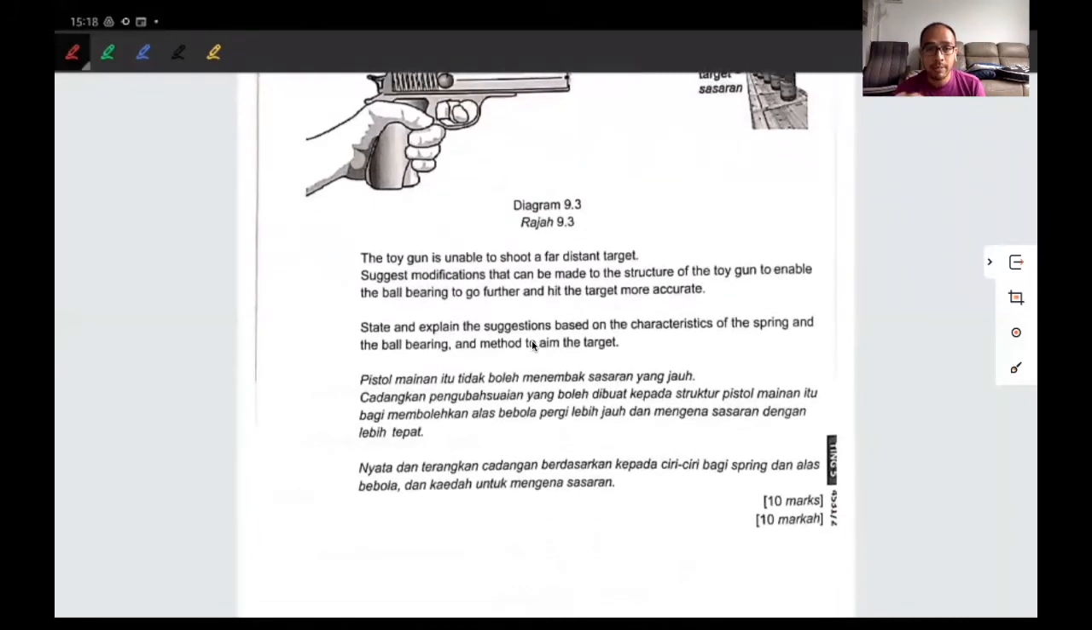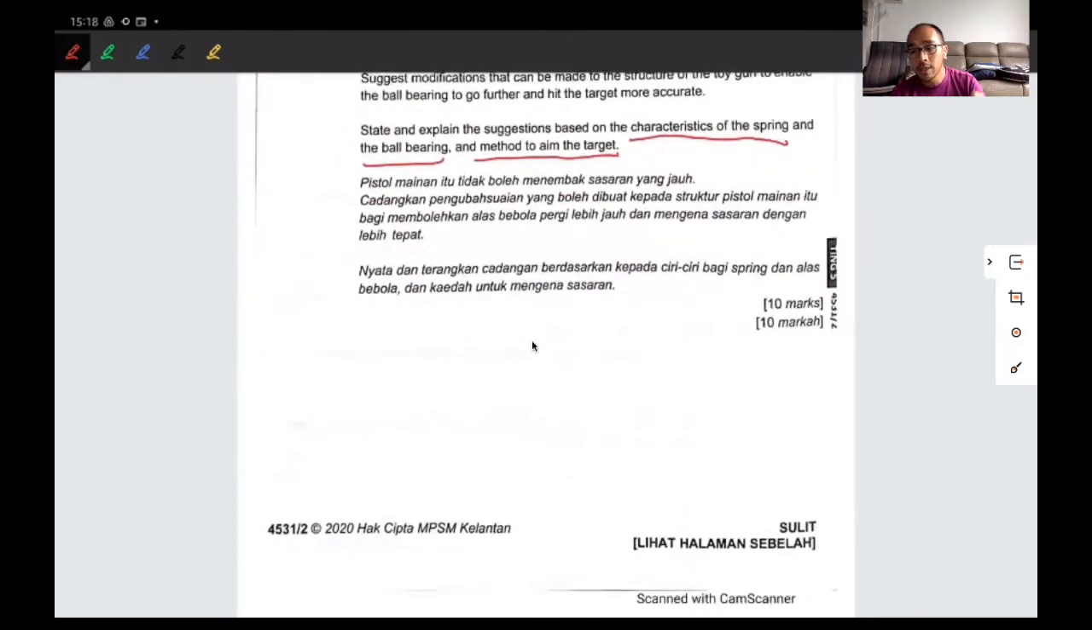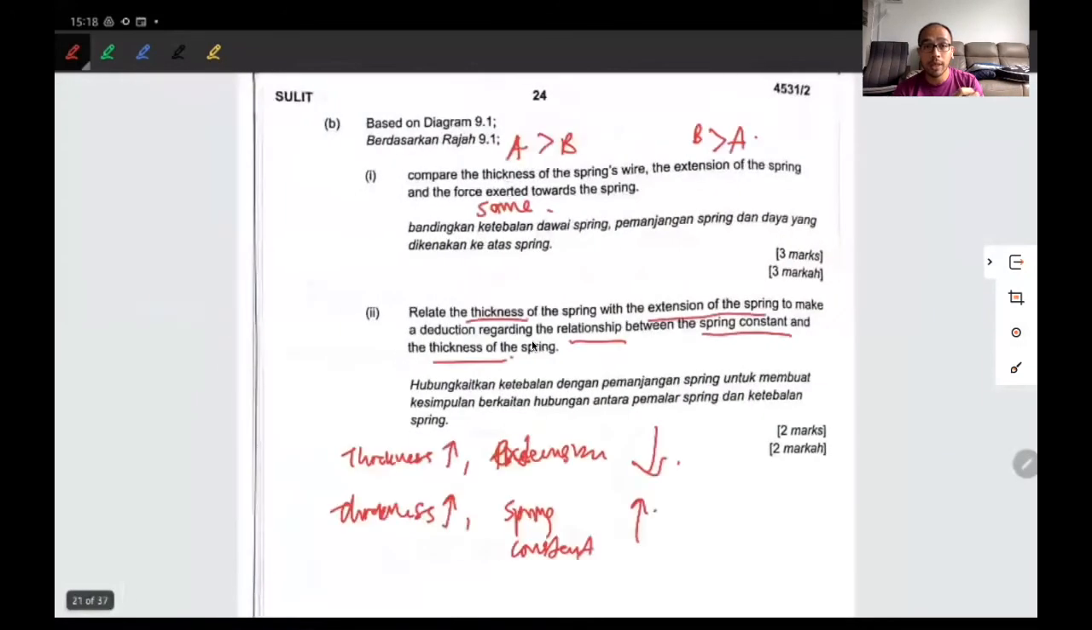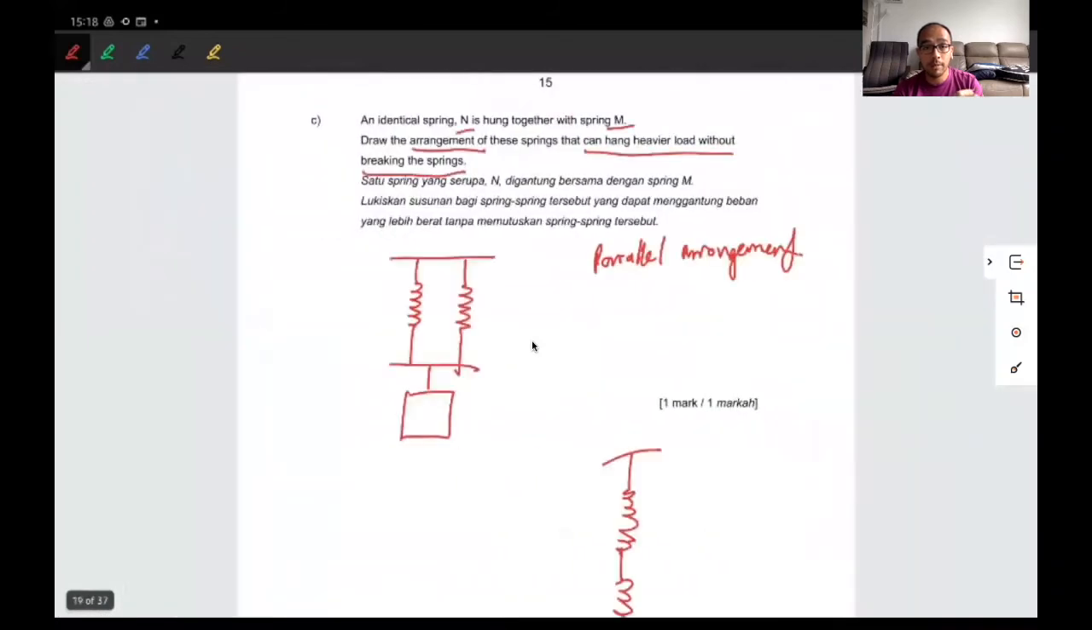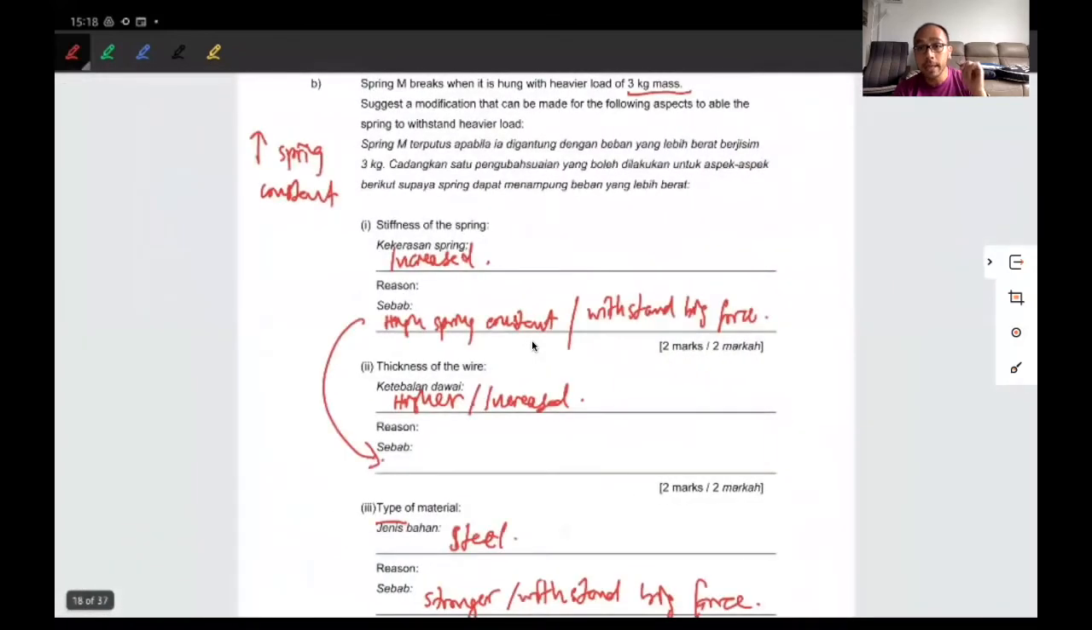Now, state and explain the suggestions based on the characteristics of the spring and the ball bearing and the method to aim the target. So they only give 3 characteristics. But obviously, by now, I hope that you know that you need to have at least 5 points. So let's talk about the spring first. You can actually mention the same points as we talked about in the previous question. Remember this question? Same points.